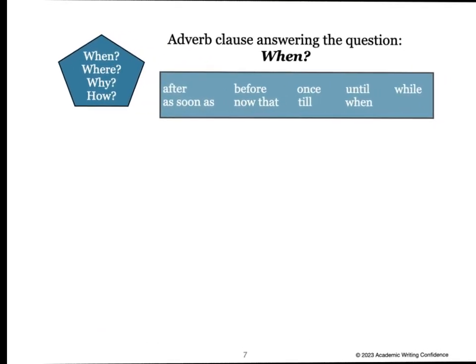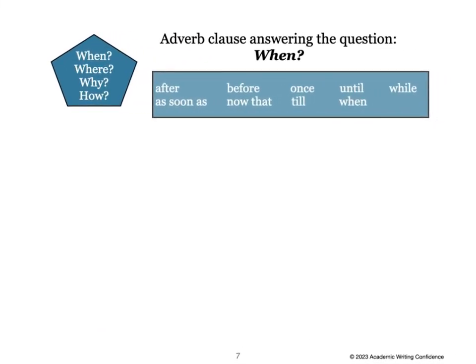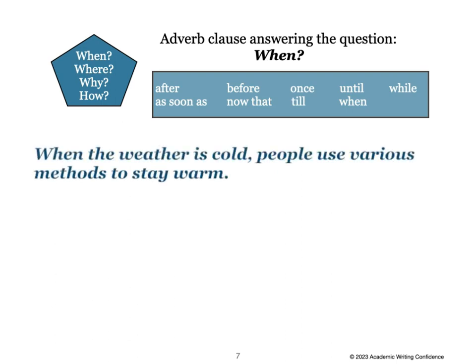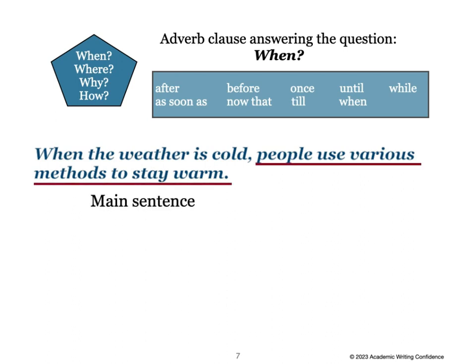All right, let's start looking at some examples of how to use these adverb clauses that answer the question, when. Here are some of the words that will answer the question, when. When the weather is cold, people use various methods to stay warm. The main sentence here is the words, people use various methods to stay warm.